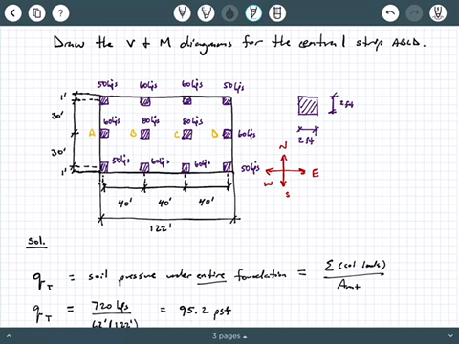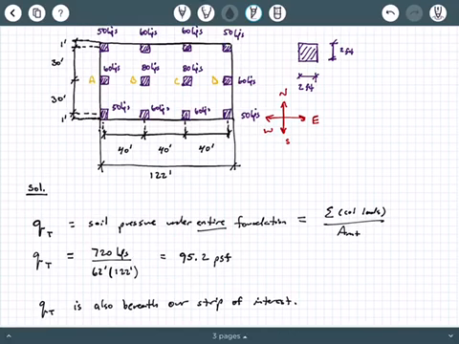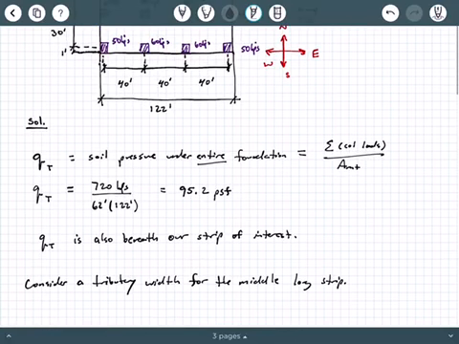But again, this short video is just meant to illustrate the first step, and I'm only going to show the central strip A, B, C, D, which is in the east-west direction for the purpose of this video. So once you've gotten that load, the soil pressure, we got 95.2 PSF. Remember, that pressure is under the entire foundation, and that means it's also specifically underneath our strip of interest.